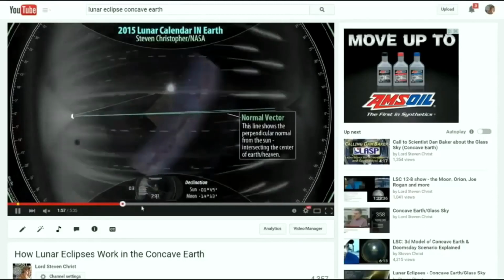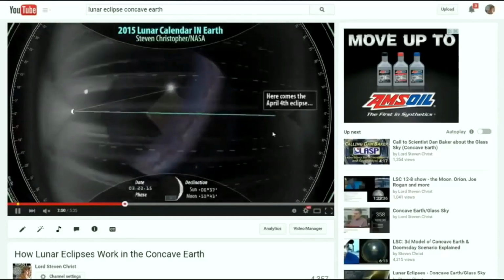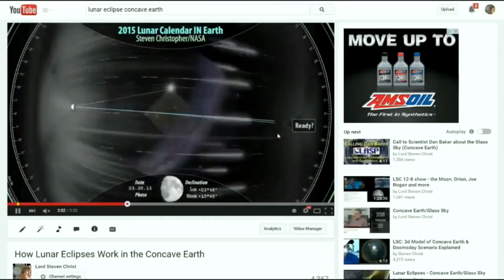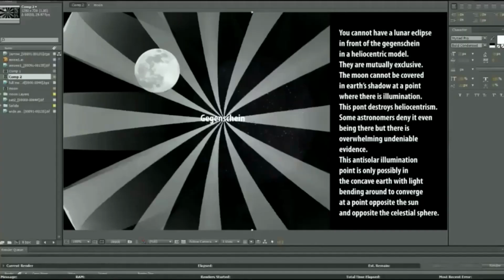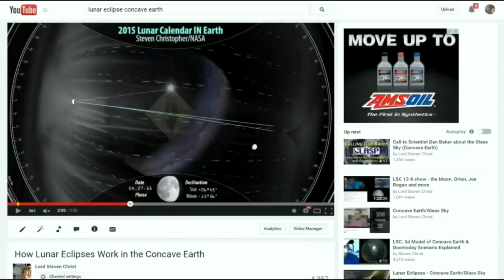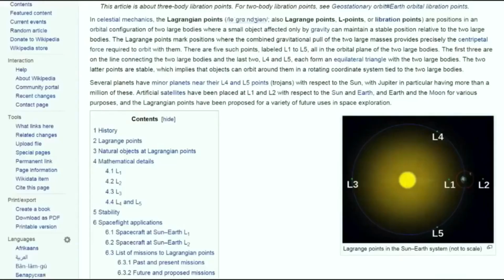We'll go to the April 4th eclipse here. It's coming up here. Okay. Now, going back to what I said before, this point destroys heliocentrism. Some astronomers deny it even being there, but there is overwhelming, undeniable evidence. Undeniable evidence. Let me show you some research here.